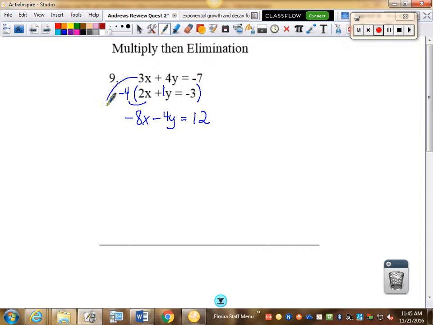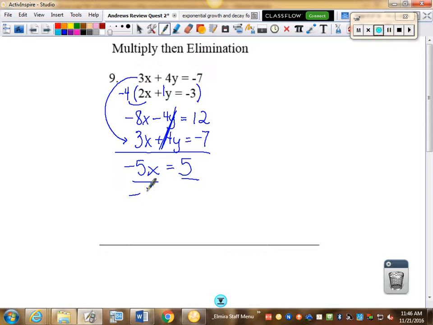Now the equation I'm working with is all the way up at the top, so I want to bring it down and put it underneath. And then I would get negative 5x. Those would cancel, equals 5. Divide both sides by negative 5, and x equals negative 1.